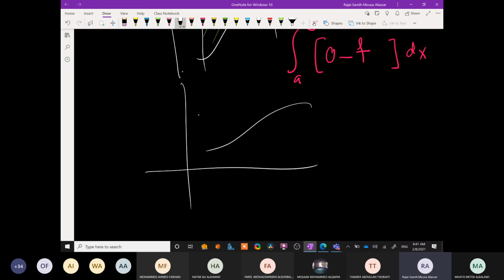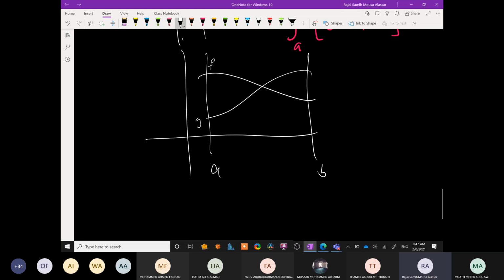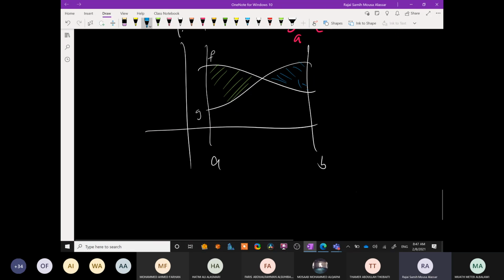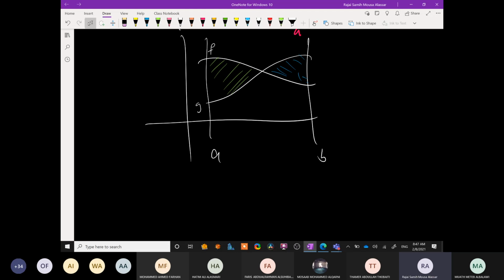One last thing. Suppose now you have a function that goes like that. So this is a, and this is b, and this is your f function, and this is your g function. And I want to find the area between them. Finding the area between them means I want to find this area, and I also want to find this area. Right? I cannot do it in one shot. Why? Because the top function and the bottom function change here, yes?